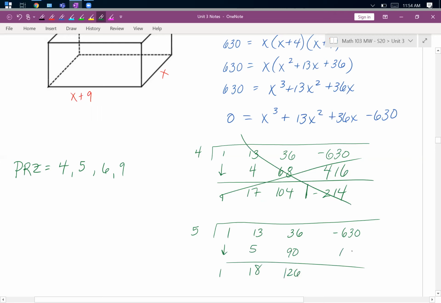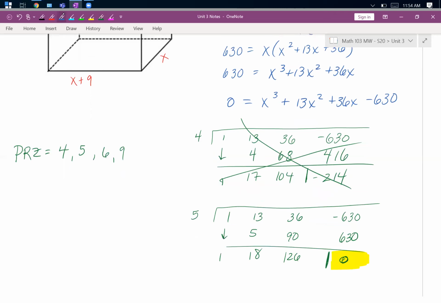There we go. We got a remainder of 0. So since we got a remainder of 0, we know we have a zero and a factor. So I'm going to start factoring my equation. Our zero is 5, so our factor is going to be x minus 5. And then our next factor is quadratic, x squared plus 18x plus 126.